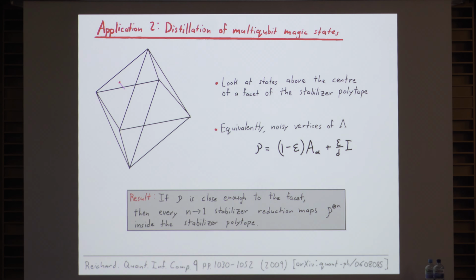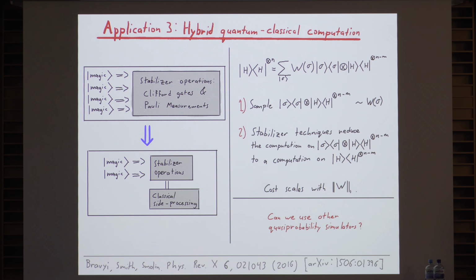It's more like a no-go result than a positive result, but it's another application of these polytopes, because he looks at these. He didn't call them noisy vertices of the lambda polytope. He was just talking about the stabilizer polytope, but you can see it as another application. One more application is hybrid quantum classical computation.